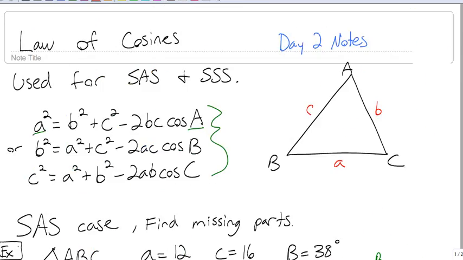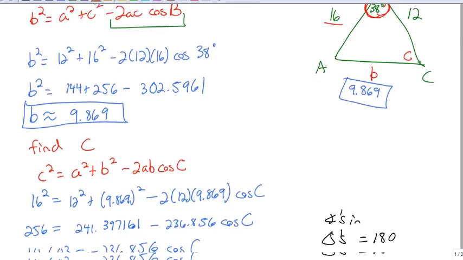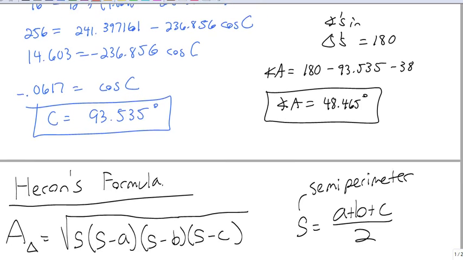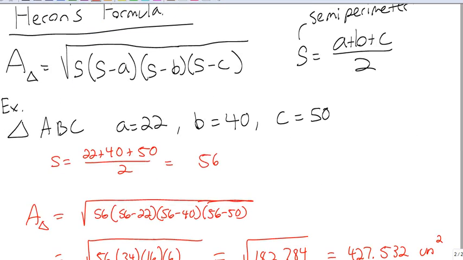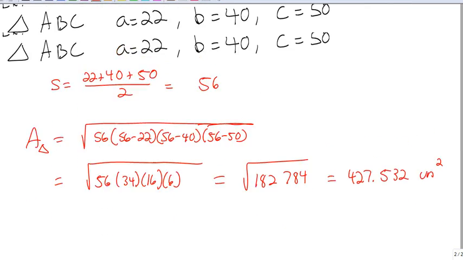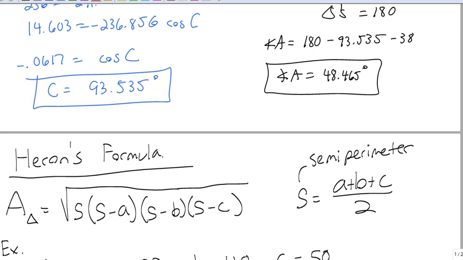Okay, so that's all you're doing today for your homework: law of cosines to find the missing pieces, or do the 180 minus once you get them, and using Heron's formula to find the area of a triangle. Alright, that's one video down. You got 2 more to go.